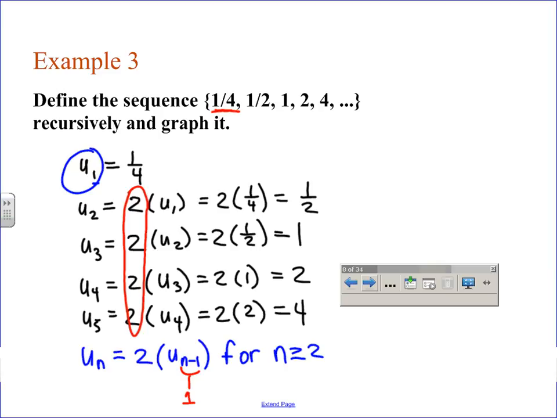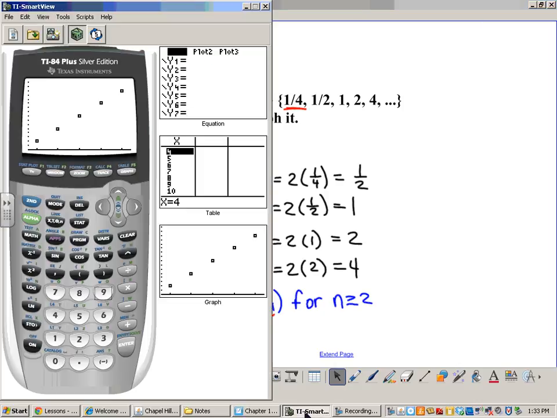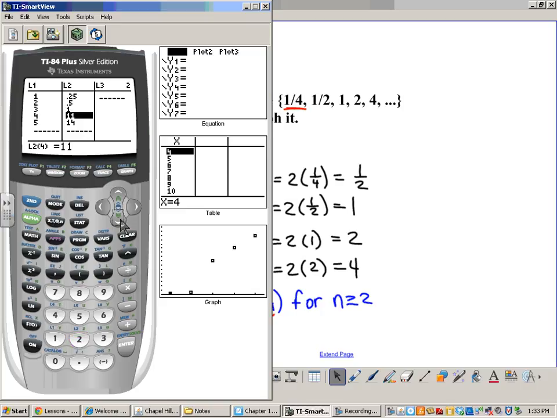Now we're going to look at a graph for this one. And let's just do this one like we did the last problem. I'm going to stat. I'll edit my list. Okay, so we start out with 1/4. So the first term is going to be 1/4. The second term is going to be 1/2, and you can also put decimals in. The next term is 1, then we have 2, and then we have 4.